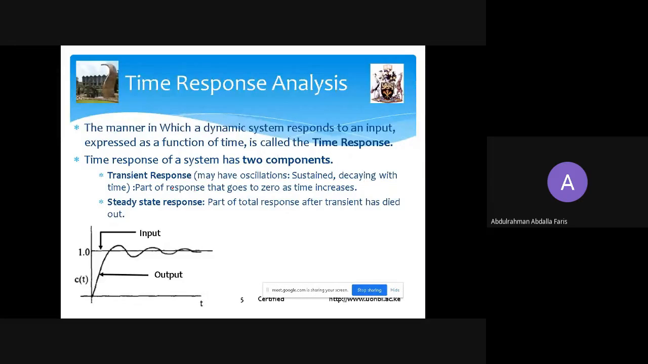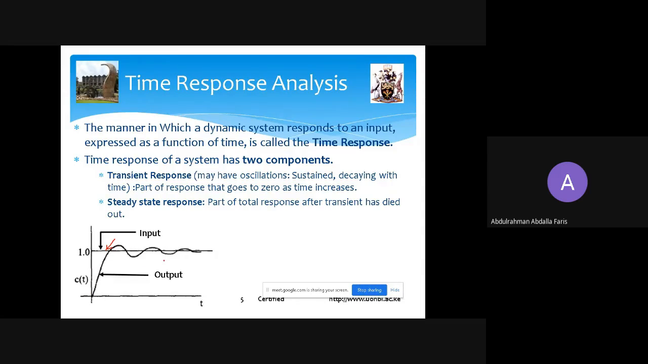So the transient response is the part of the response that goes to zero as time increases. When we look at this, this is our input to a system. We have a system, we have injected an input, that is a step input, and after we have injected the input, the system produces this oscillating curve. So this is the output. The output is oscillating.